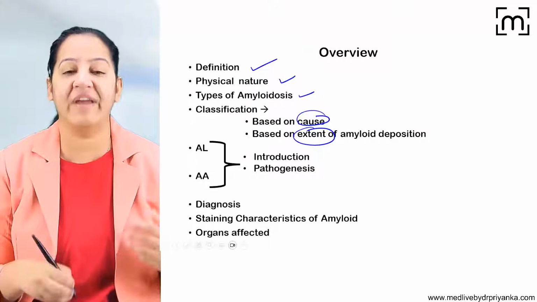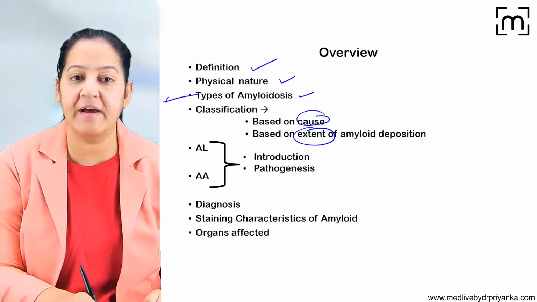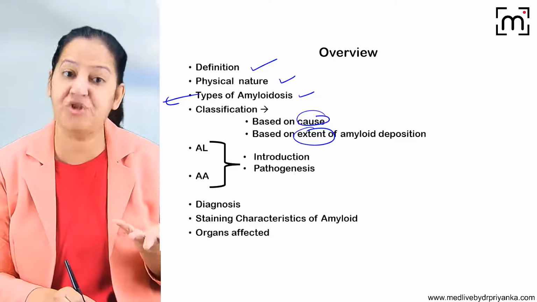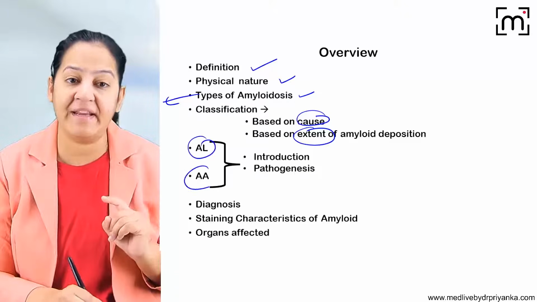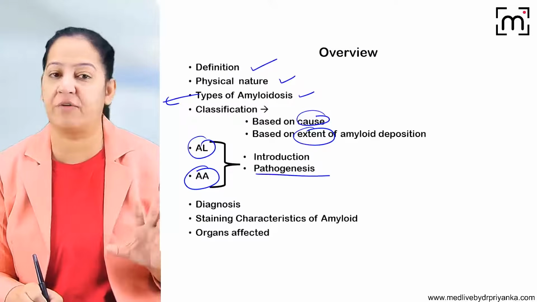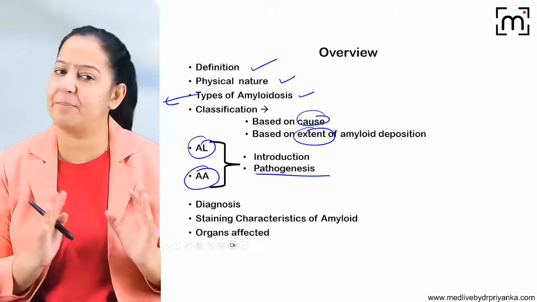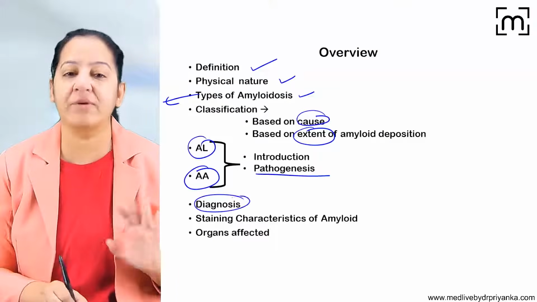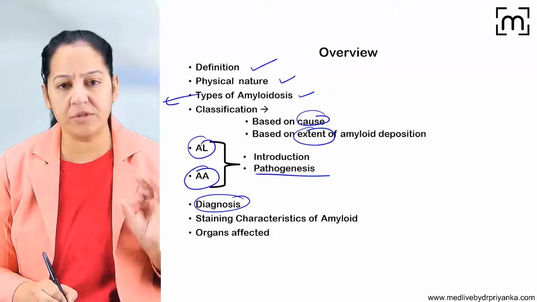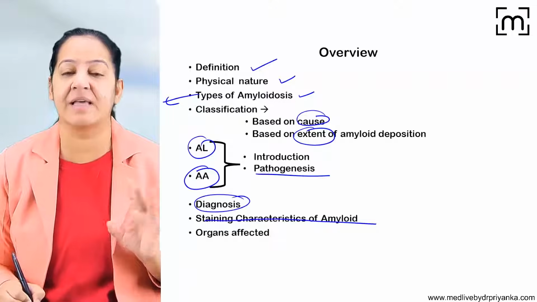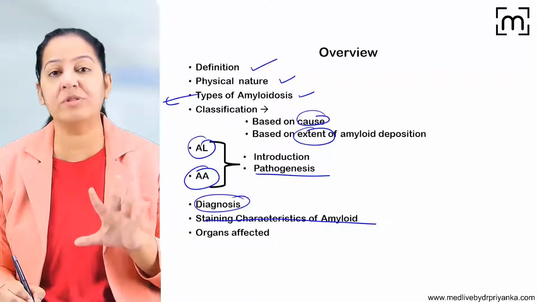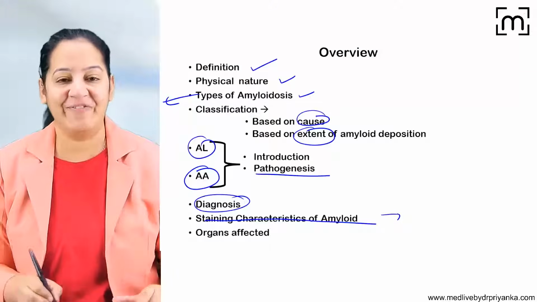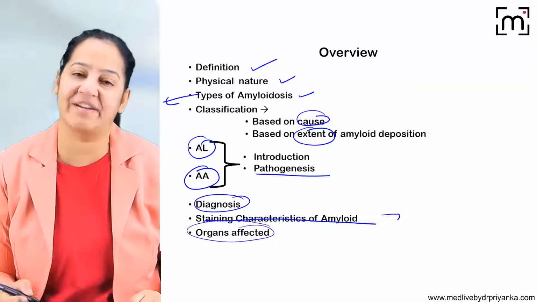Then out of the various types of amyloid, two I will discuss in detail, the two ultra important ones on which you sometimes get a separate short question: AL and AA. I will let you know the pathogenesis of each of them. So you are frequently asked the pathogenesis of AL or AA in your exam separately. Then I will let you know the diagnosis of amyloid. In the diagnosis, the most important thing is the staining characteristics. There are 5 staining characteristics, but the most important among them is Congo red. So I will discuss Congo red separately. And finally, we will see the various organs affected in amyloidosis.